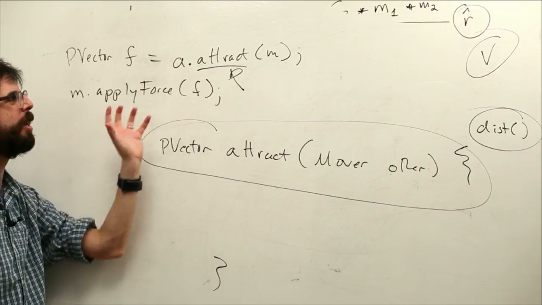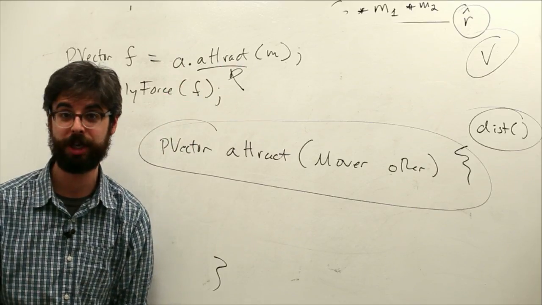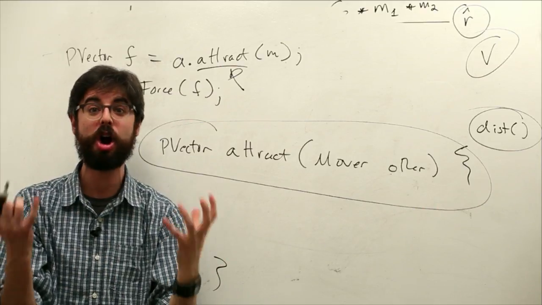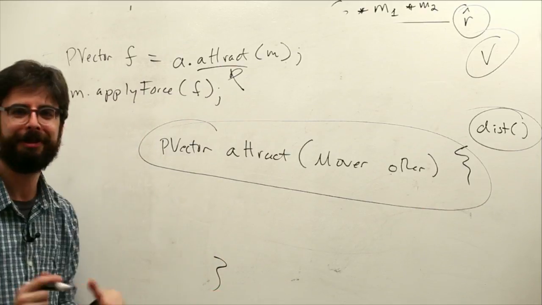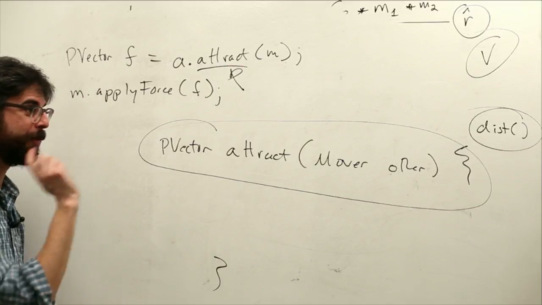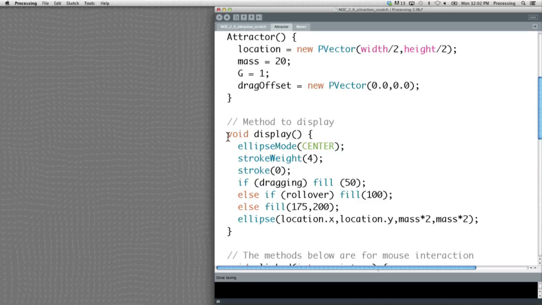This is how we have a nice way to have objects communicate with each other: by having one object receive the other one as an argument to the function, and then they can do stuff in that function together. Okay, let's go back and let's put this into our code now.